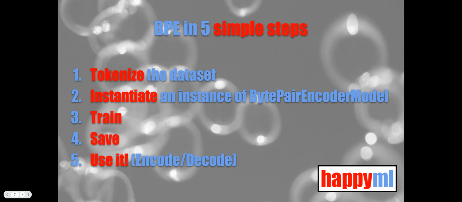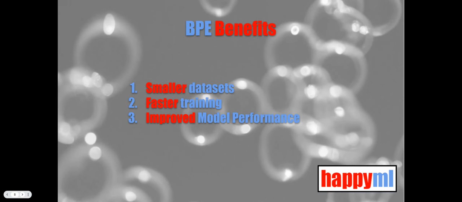So there were only 5 simple steps. We'll just quickly go over them again. We tokenize our data sets as appropriate to our use case. We instantiate an instance of the byte pair encoder model, we can train, we can save, and then we can just use it, which basically is encode and decode. The benefits of byte pair encoding are that we have smaller data sets, which means faster training and less memory usage, and it leads to improved model performance.